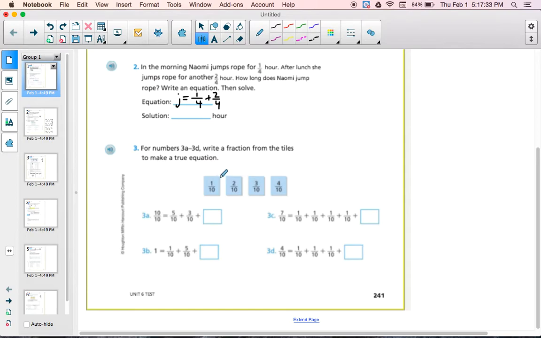All right, now what we're going to do is use these fraction tiles. So let's look at this carefully. It says 10 over 10 equals 5/10 plus 3/10. Well, 5/10 plus 3/10 is 8/10. What do I have to add to it to get 10/10? I have to add this one right here, 2/10. All right? So take a look at each one of these carefully and supply the missing fraction.